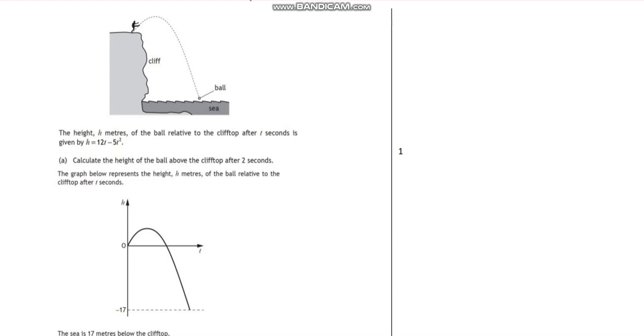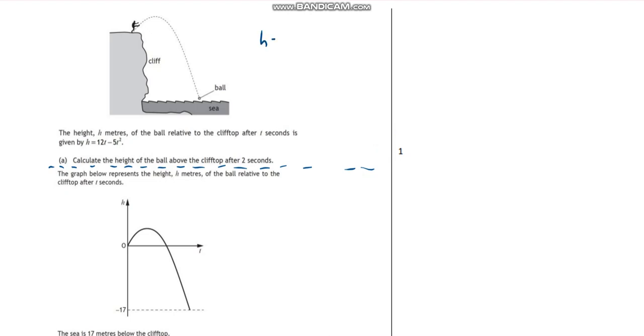What's the question? The height of the ball relative to the cliff top after t seconds is given by that. Calculate the height of the ball above the cliff top after 2 seconds. And again, I don't know if the exam's as close as this, but this is then a different question. So this first bit, that's your first question. It's just a one marker, so you should think, right, it can't be that hard. So we'll calculate the height of the ball after 2 seconds.